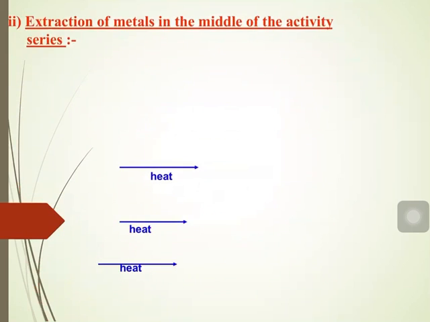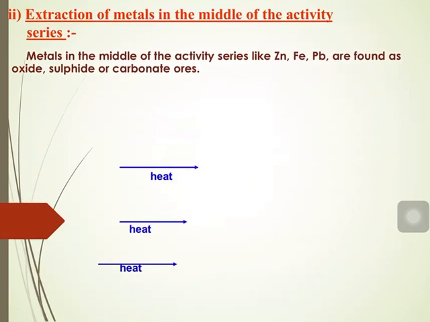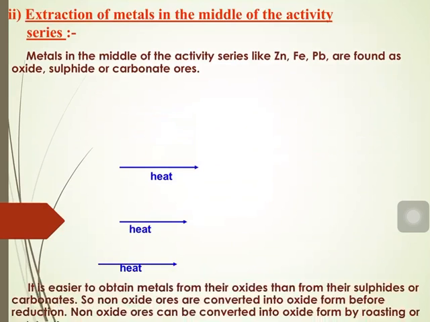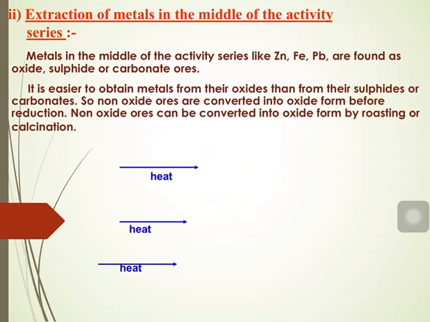Next is the extraction of metals in the middle of the activity series. In this, metals in the middle of the activity series like zinc, iron, lead are found in oxide, sulfide or carbonate ore. It is easier to obtain the metals from the oxide, as I told you earlier also, because if the particular element is occurring in sulfide or carbonate ore, then also we have to convert it to the oxide form. So if the compound from which we are extracting a metal is found in the oxide ore, it is more beneficial for us.